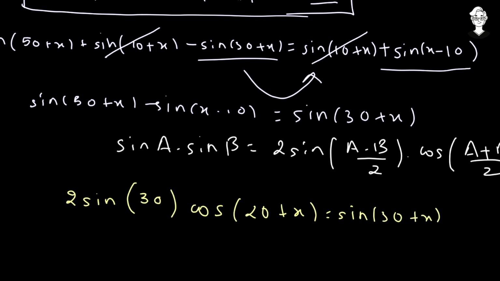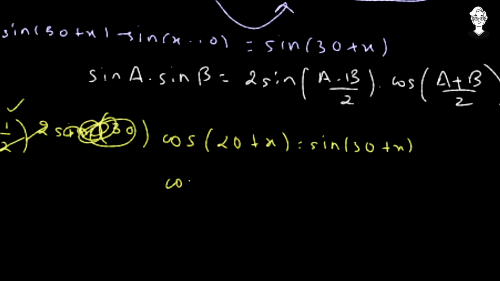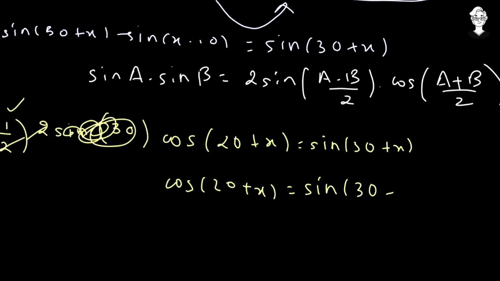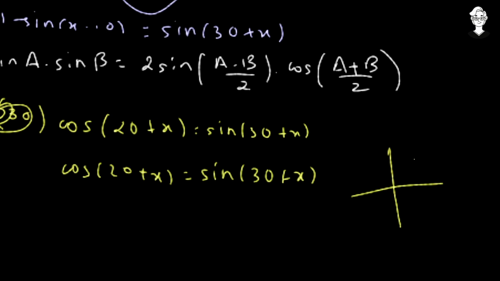Now what I can observe is that sine 30 has a value of 1 by 2. And this 2 multiplied with 1 by 2 gives me 1. So what we finally have is cos of 20 plus x, that is the LHS part, would be equal to sine of 30 plus x. Now we can observe that both these angles, 30 plus x and 20 plus x, are in the first quadrant, so we can just compare their values.